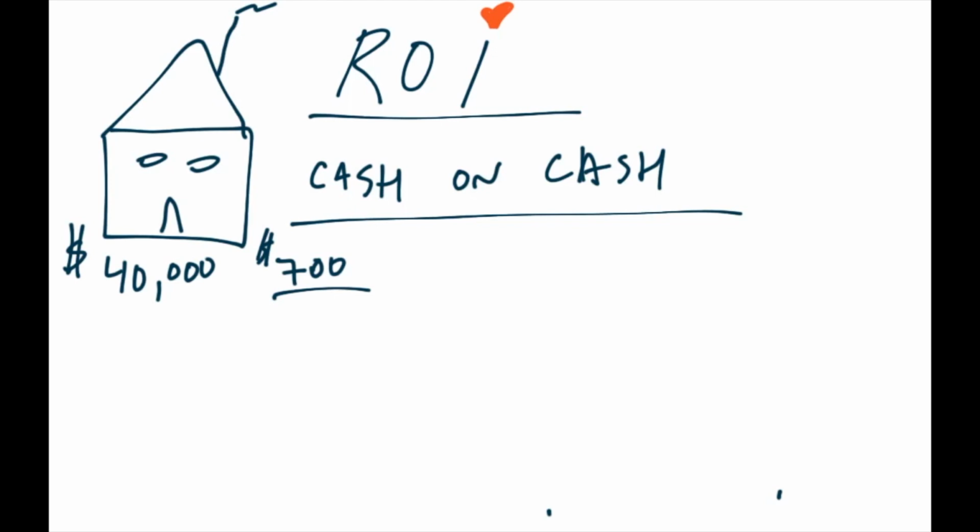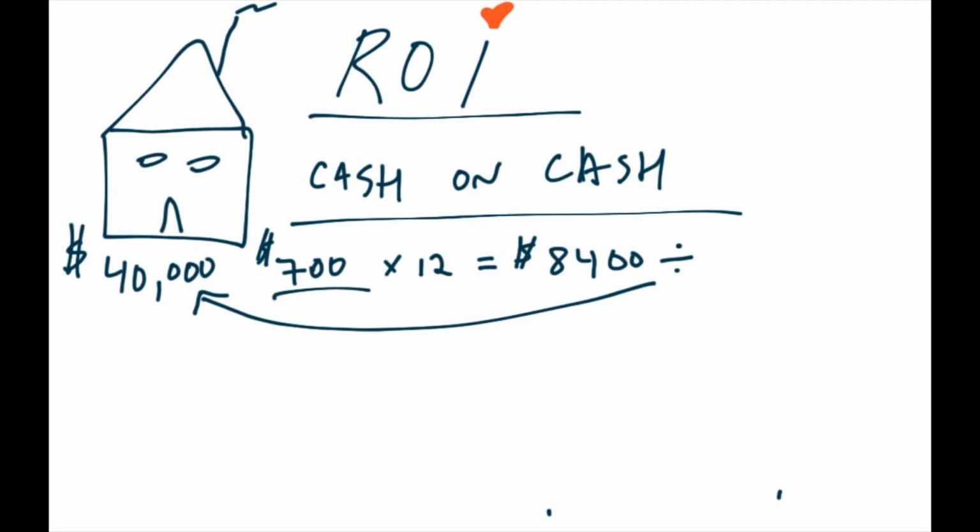We're going to take that $700 a month, and we're going to multiply that times 12. That's going to give us our annual rent. So 700 times 12 gives us $8,400. Now that is the gross rent for the year. Now we are going to divide this number by the all-in cost of the house, which is $40,000. So we're going to divide $8,400 by 40,000. And that's going to give us a 21% gross ROI, which is fantastic, right? But that's gross, remember? So that's the gross ROI of 21%.